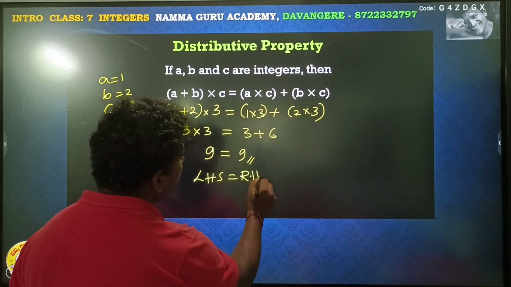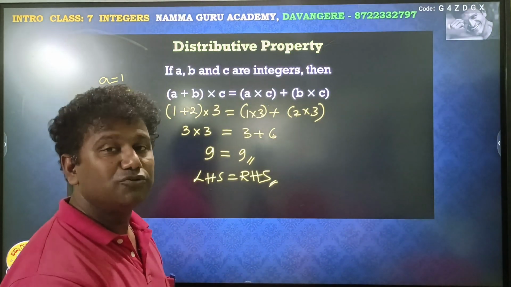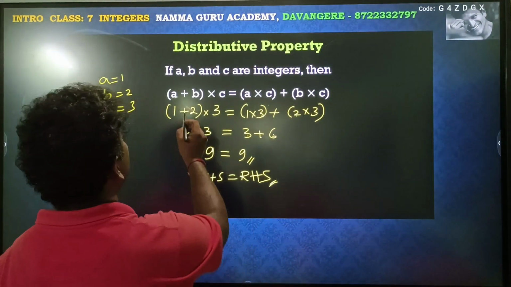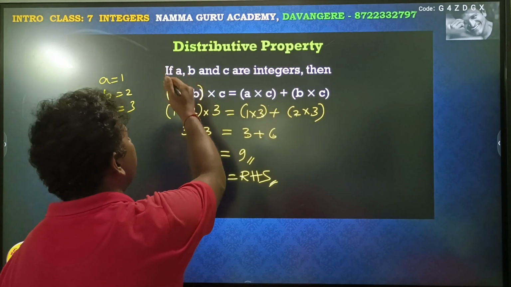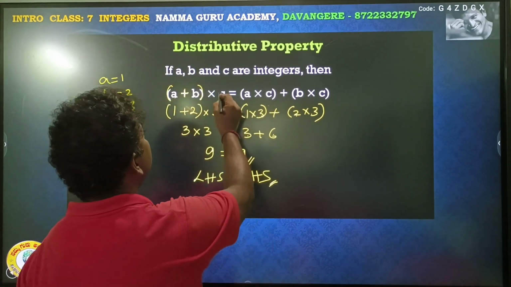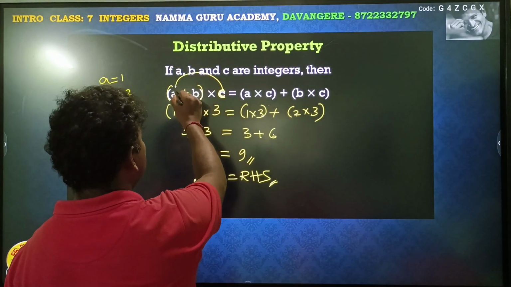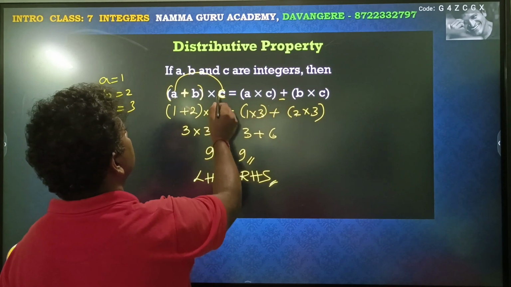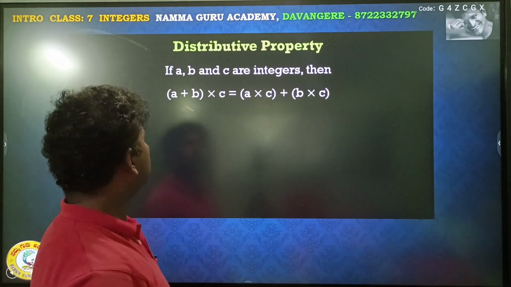LHS became equal to RHS. Okay. By this, what we have to understand is how we should apply the calculation. Anytime, if you get any two numbers inside the bracket having a plus sign or minus sign, and there is one number outside, it should be multiplied to this number also, and then we need to write the same sign like this. We need to multiply the second number also. I hope you have understood.